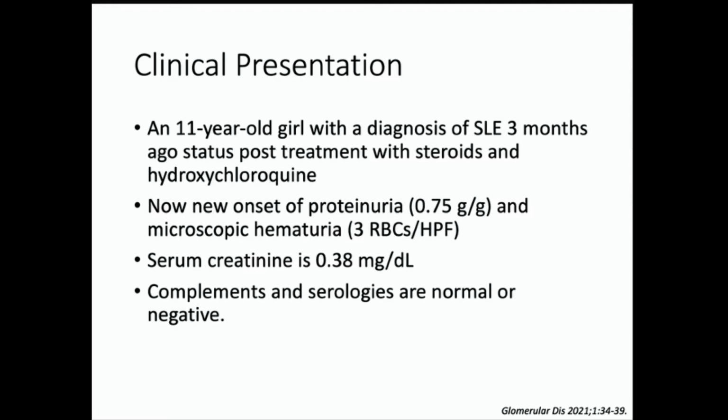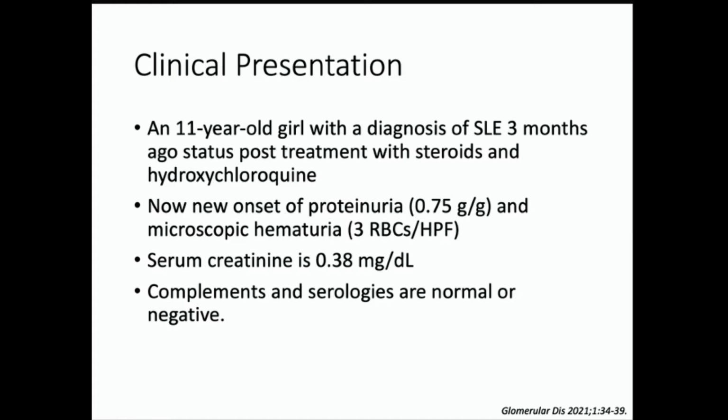This is a biopsy from an 11-year-old girl. She had a recent diagnosis of lupus 3 months before the kidney biopsy was performed, and she had been treated with steroids and hydroxychloroquine. Because she is being followed closely, one of the labs showed new onset proteinuria, a small amount, less than 1 gram. And UA showed microscopic hematuria, only 3 red blood cells detected.